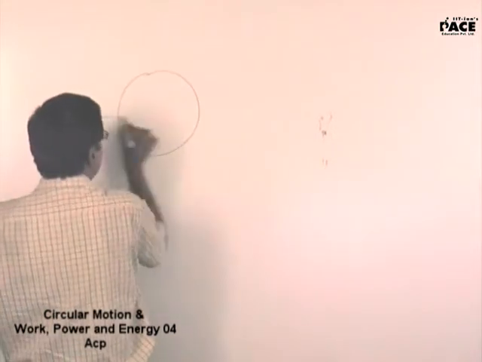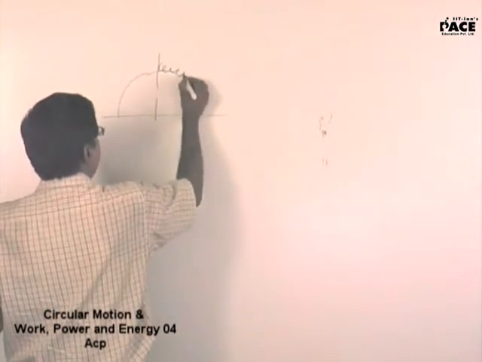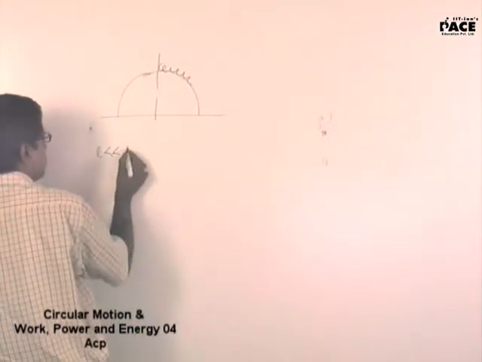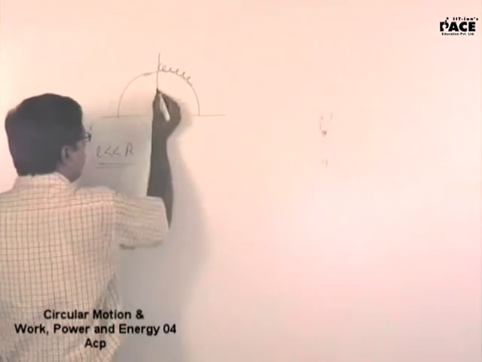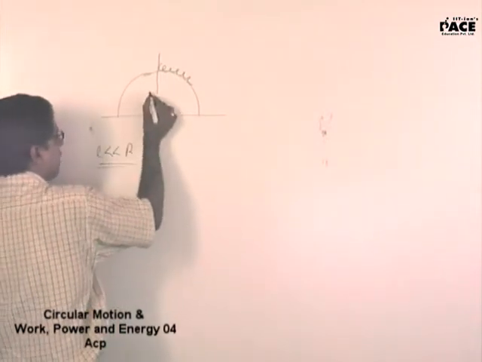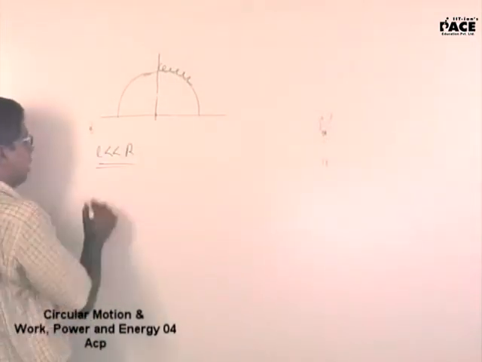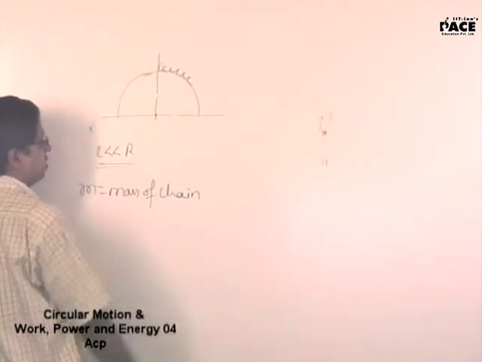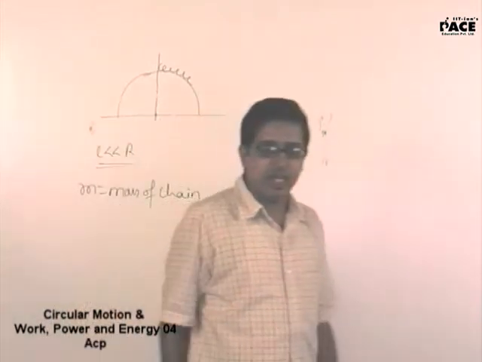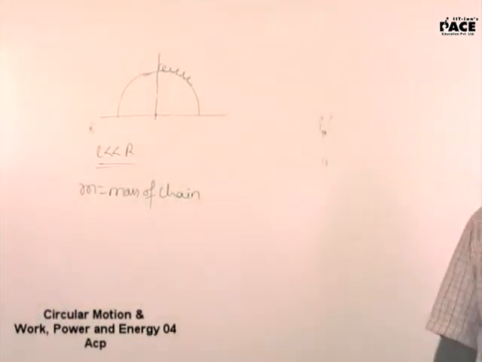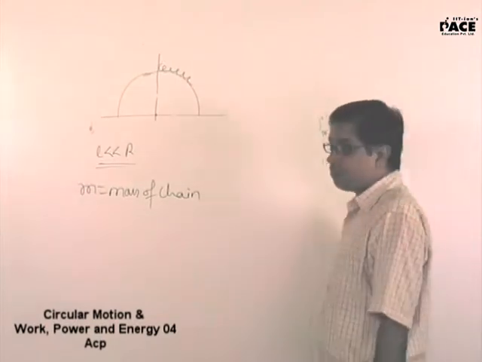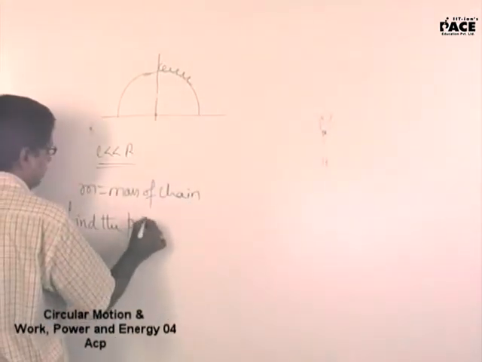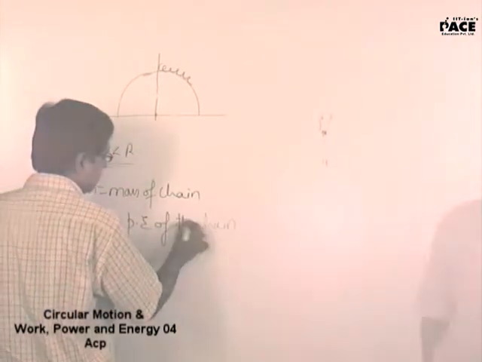This is a hemisphere. There is a chain hanging this way from the center. The length of the chain is much lesser than the radius. Find the potential energy of the system if r is the radius of the hemisphere. M is the mass of the chain. Here it is not kept on a horizontal surface, it is kept on a hemisphere. Find the potential energy of the chain.